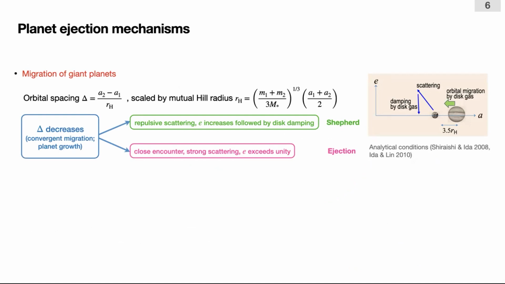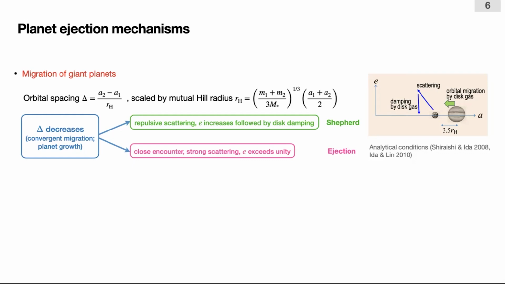Two things can happen when delta decreases. In the not so strong scattering regime, we have repulsive scattering, where the eccentricity of the smaller planet is increased and is then damped by the disk, so that both planets move inward together. This is called shepherding by giant planet.